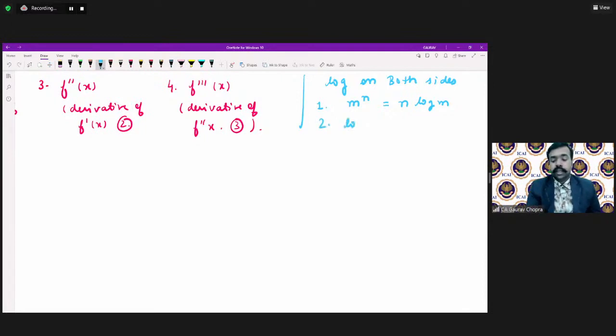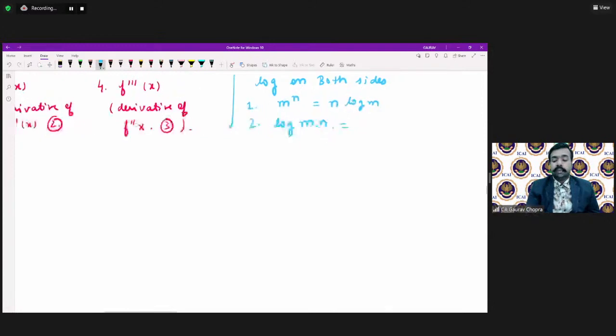Similarly, whenever there is multiplication between two things, log of m multiplied by n, and they also have some powers, at that time log will separate them so that we can easily find out the derivative. So whenever there are such multiplications or powers or multiple powers, at that point we can use logarithm, right?